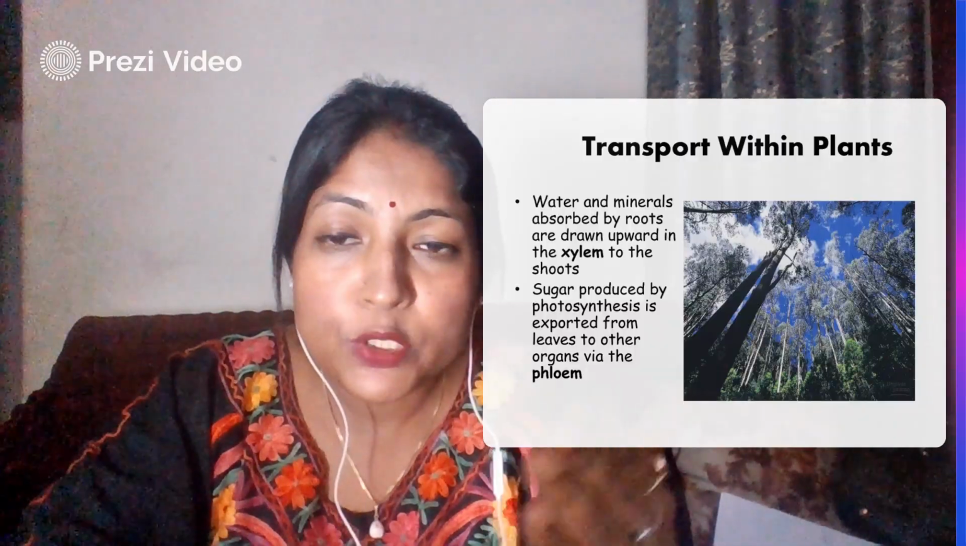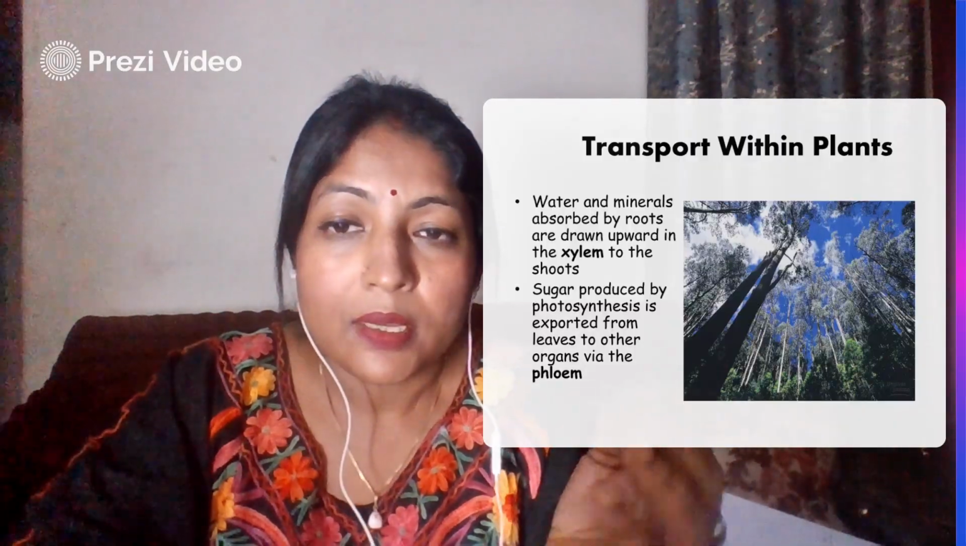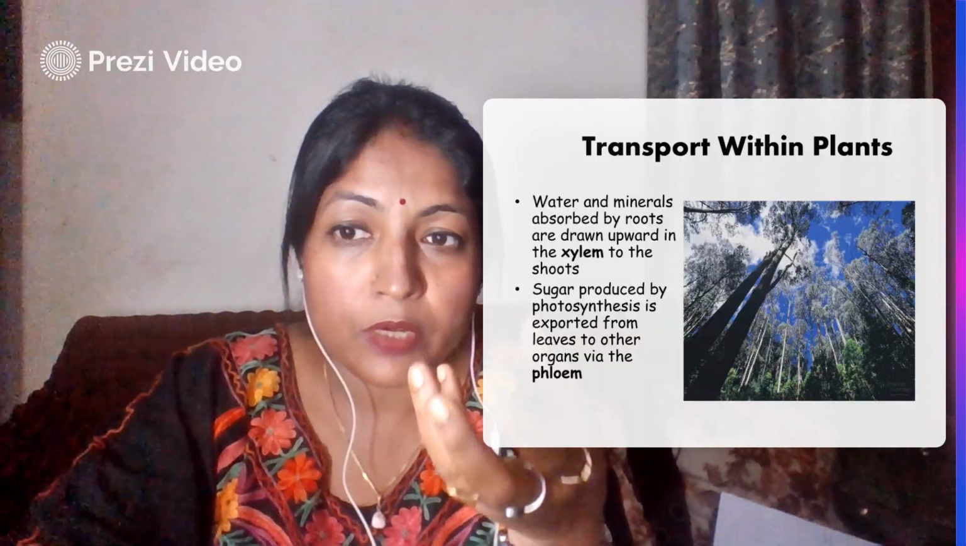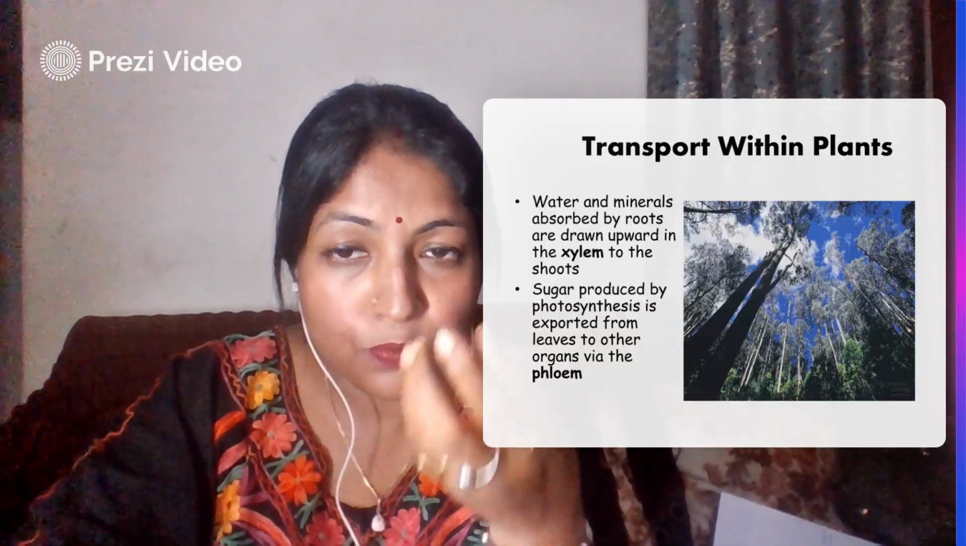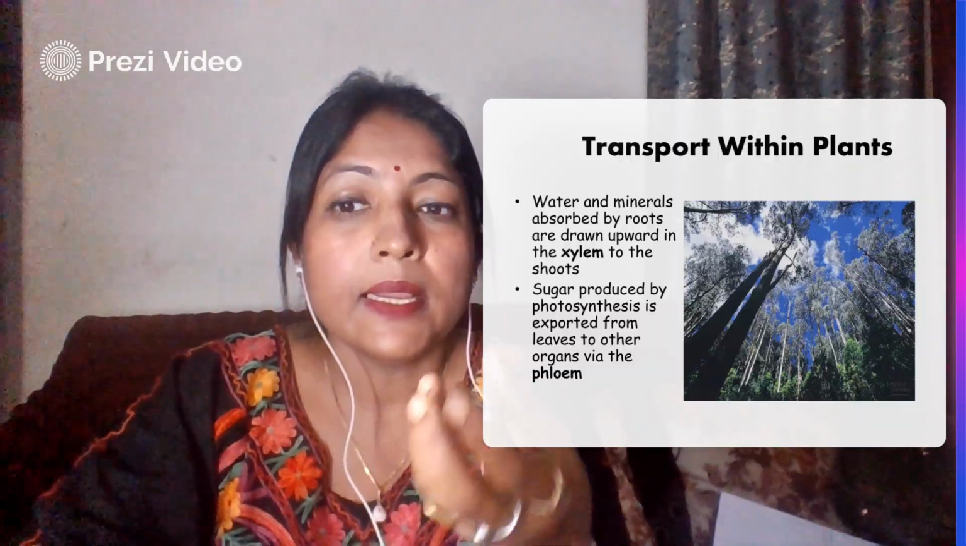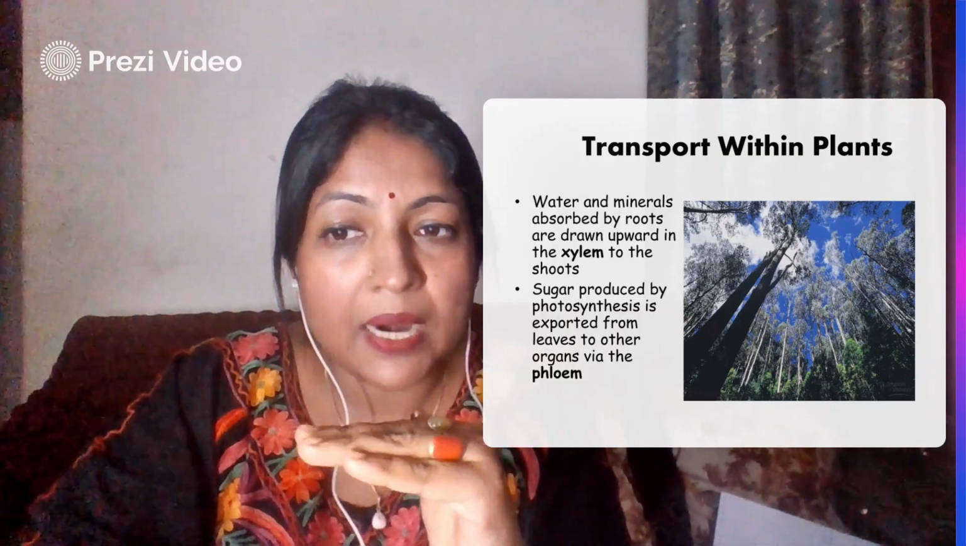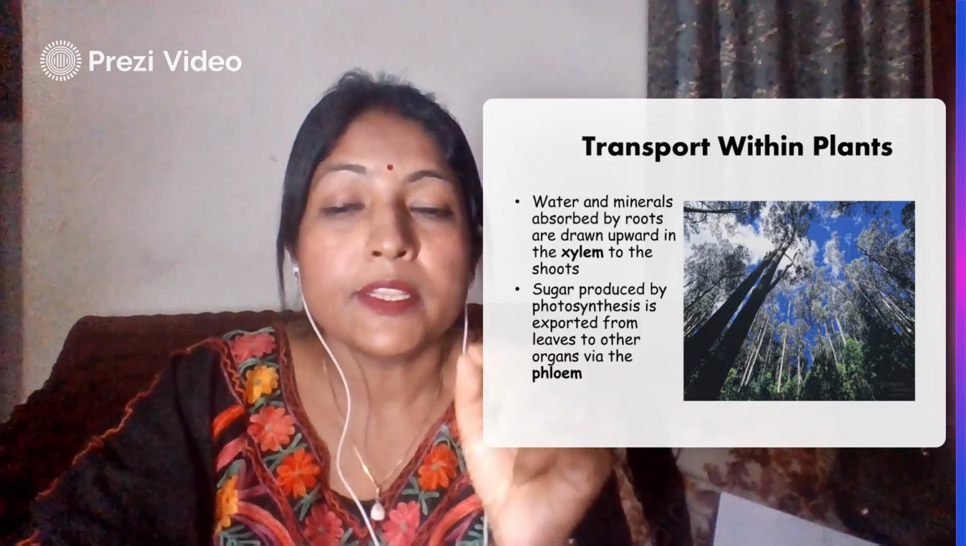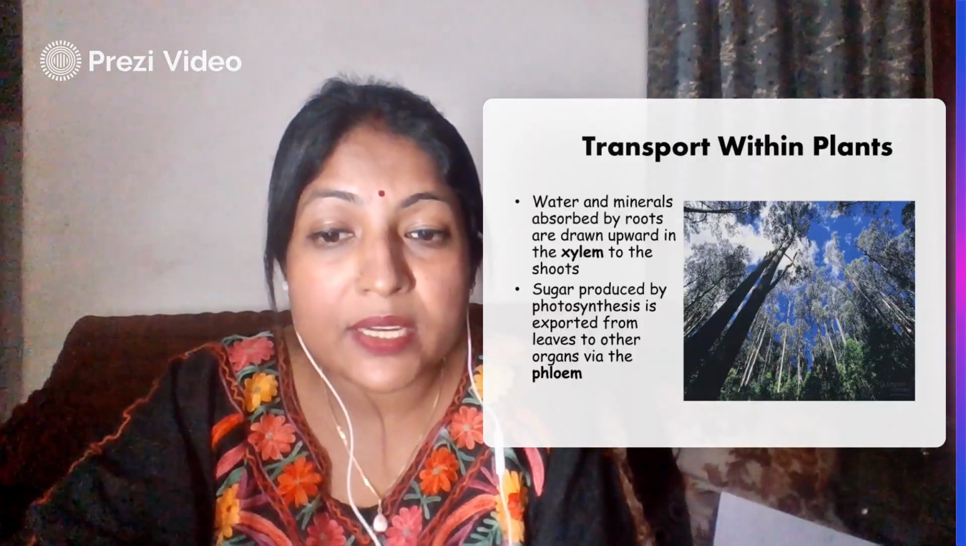Sugar is made in the leaves during photosynthesis, as we know that in photosynthesis food is formed in the form of sugar, that is sent to growing parts, storage organ or roots. This process is called translocation.